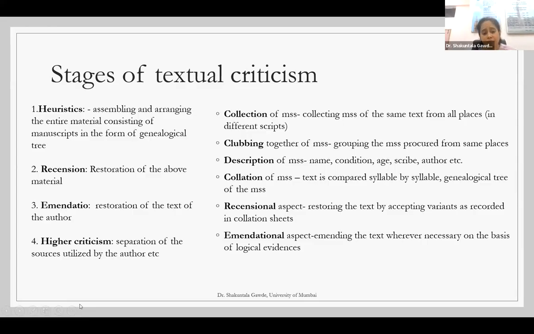Then one needs to decide which manuscripts are to be considered in the critical edition. Some manuscripts may be incomplete. Some may not be giving the right text.